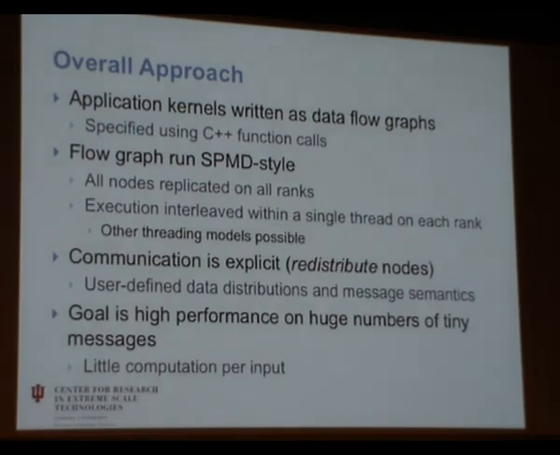And so the goal, just like for Active Pebbles, is very high performance on huge numbers of tiny messages. And so we're assuming little computation per input, and therefore we can't afford things like dynamic work stealing schedulers. We're actually at the point where we're inlining flow graph node bodies into each other, so they don't even become separate function calls.